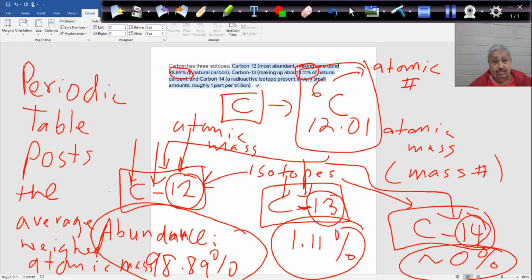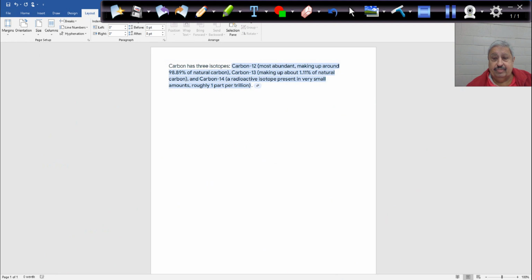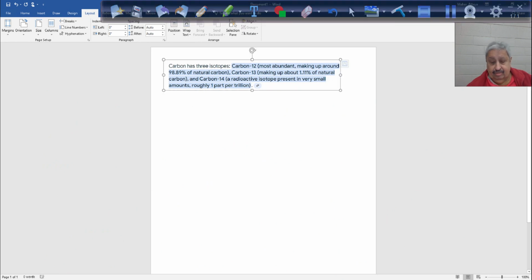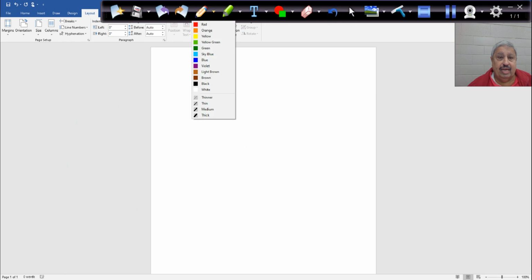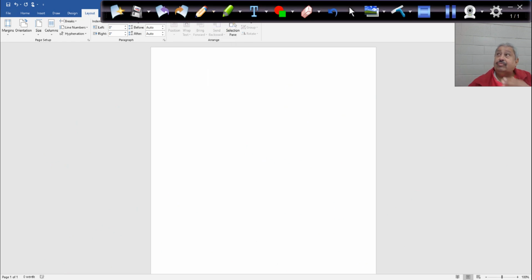Okay, so let's look at what we mean by average weight atomic mass. Now we will calculate it for carbon. You can calculate it for all elements if you know their isotopes. There is a big table there; you can Google it, and you have the chart or table of each element with its isotopes, and each isotope with its abundance.